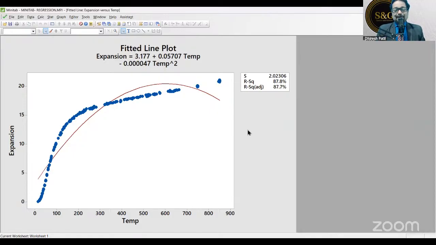Correct? And look at how the R square value changes, guys. Earlier, the R square value was around 67, 68. Now it has gone up to 87.8%. Have you got this? Just give me yes in the chat box.